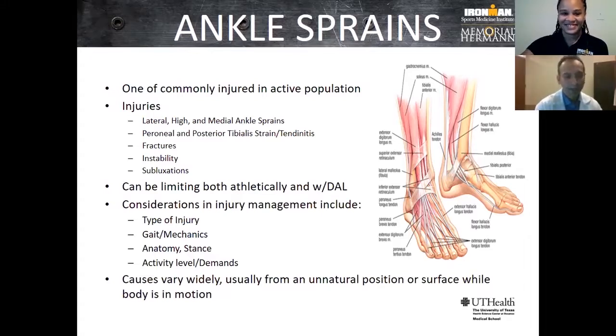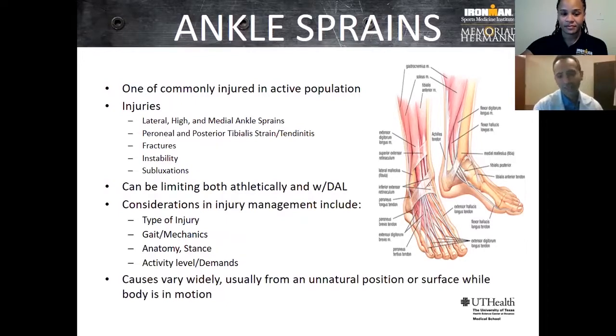It can be divided into lateral, high, and medial ankle sprains, depending on where the injuries are. Lateral, usually the ATFL, or anterior talofibular ligament. It can be the peroneals. High, usually what we call the syndesmosis, between the tibia and fibula bone itself as you go higher. And then medial ankle sprains, usually the deltoid. It can be associated with fractures, instability, and subluxations. All has to be done with an exam and understanding where the pathology is.